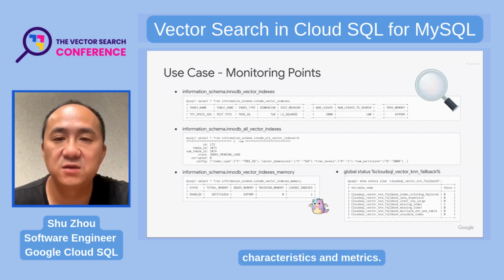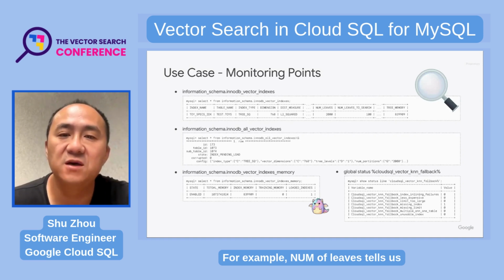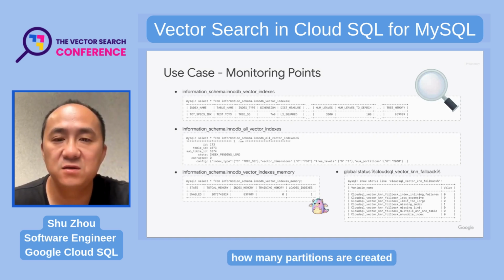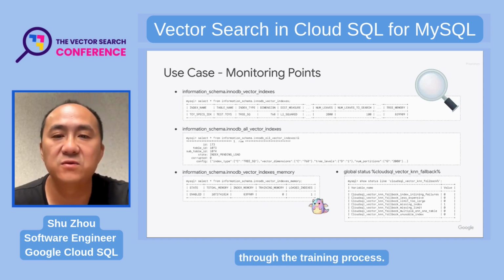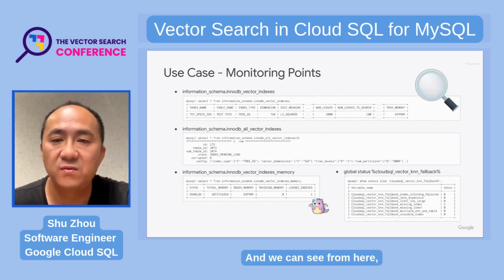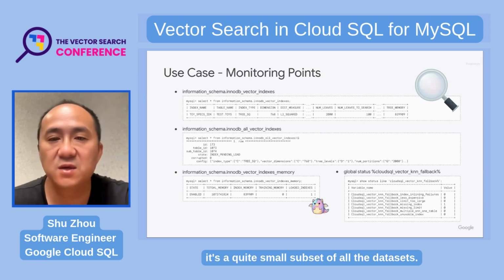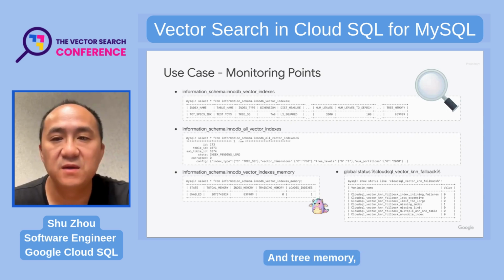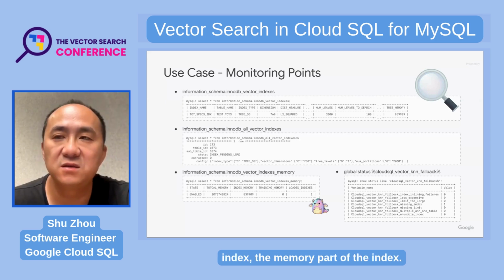characteristics and metrics. For example, the number of leaves tells us how many partitions are created through the training process. And num leaves to search explains how many partitions are searched for any query. We can see from here it's a quite small subset of the whole data set. And tree memory is the memory consumption for the index, the in-memory part of the index.